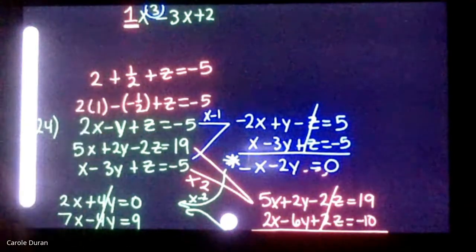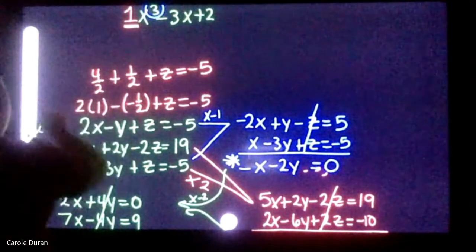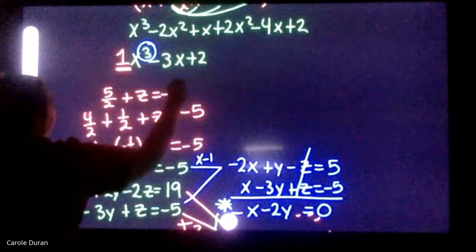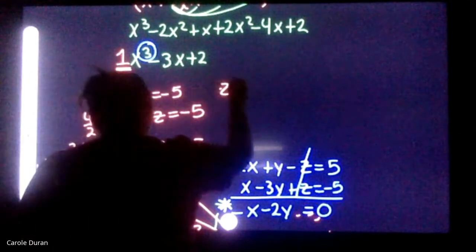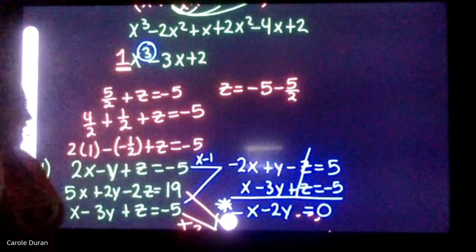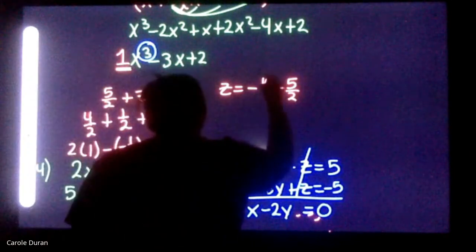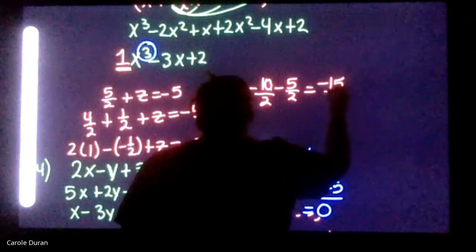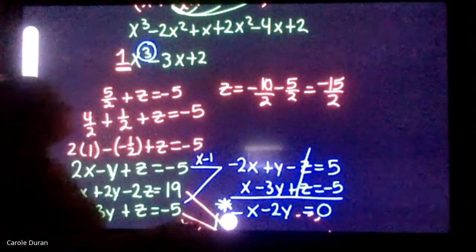I can go ahead and add the 2 and the 1/2 together. 2 then becomes 4/2. 4/2 and 1/2 becomes 5/2. Plus z is -5. I'm going to subtract the 5/2 over. When I do, I get z equals -5 minus 5/2. Again, I can't put those two numbers together until they're both over 2. So -5 becomes -10/2. -10 and a -5 become a -15/2.